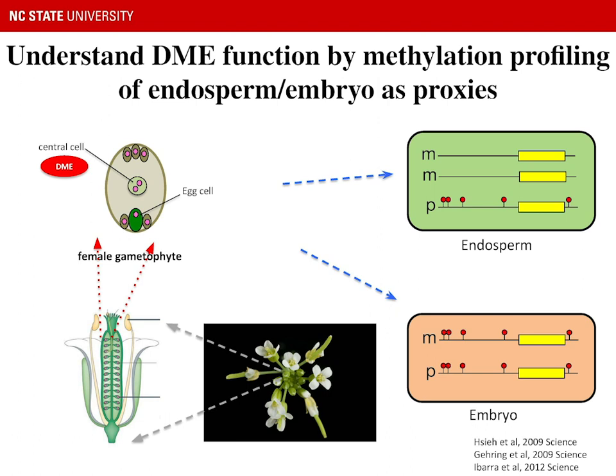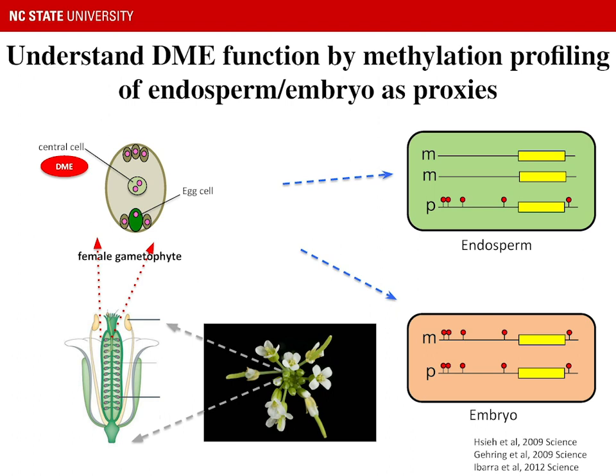So we use endosperm and the embryo as a proxy, because the demethylation only occurs in the central cell that becomes the endosperm, but it doesn't occur in the egg cell, which becomes the embryo. So we can compare embryo and endosperm to figure out where the demethylation occurs. And we can also look at the maternal allele and paternal allele within the endosperm, and use that to try to delineate where the target sites are.